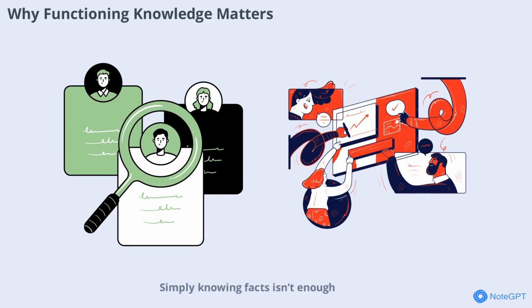Simply knowing facts isn't enough. We want students to use their knowledge to solve problems, make decisions, and think critically. For example, doctors must diagnose patients, not just recite medical facts. Lawyers must argue cases, not just memorize laws. By focusing on functioning knowledge, constructive alignment ensures students are prepared for real-world challenges, not just exams. This approach helps students see the relevance of what they're learning and motivates them to engage more deeply.